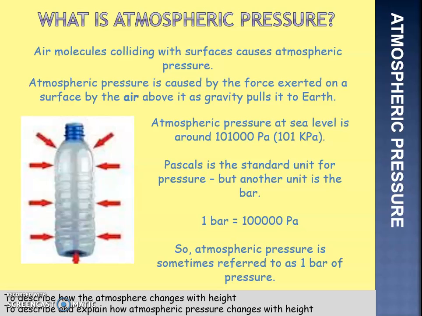You can see the bottle in the diagram there. The arrows represent the atmospheric pressure that's experienced by that bottle. All the gas particles around the outside are bouncing off the sides of the container. So the atmospheric pressure is provided outside that.